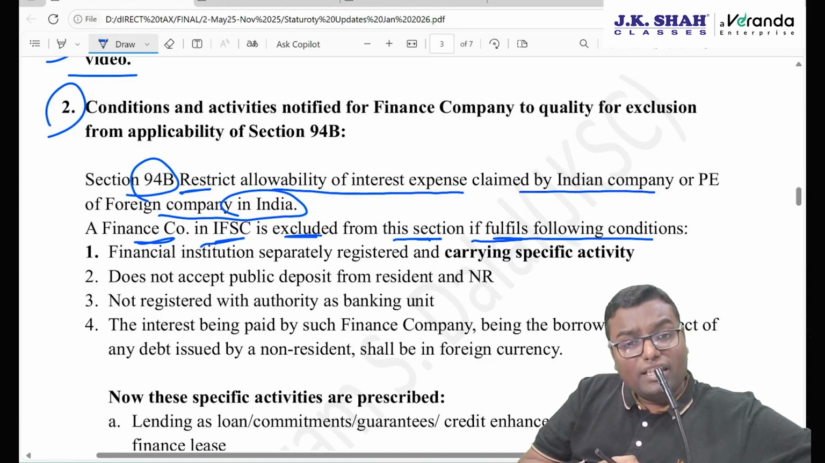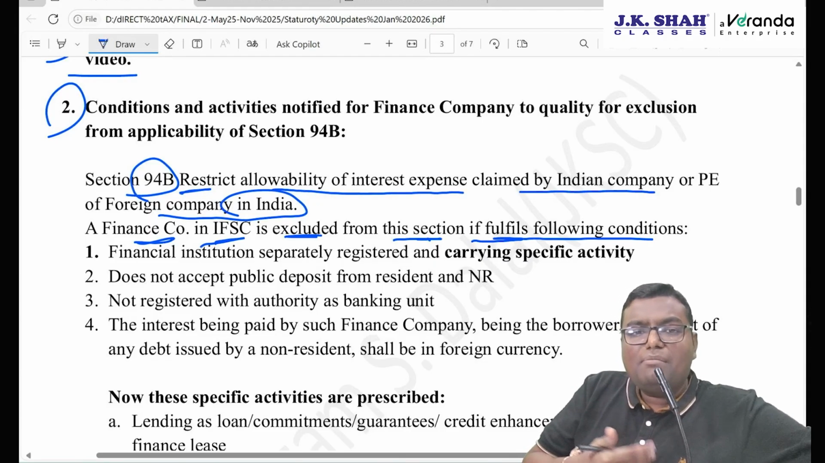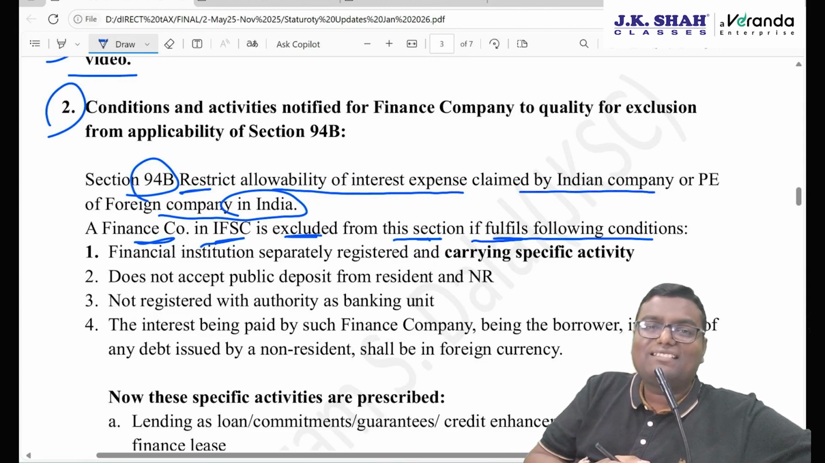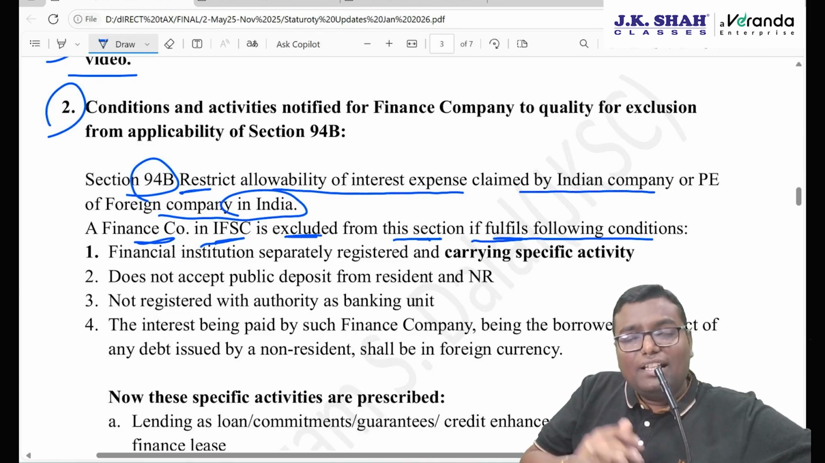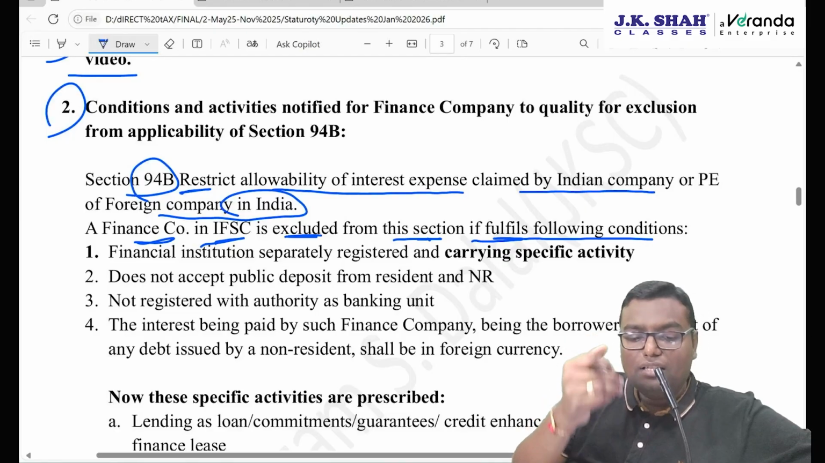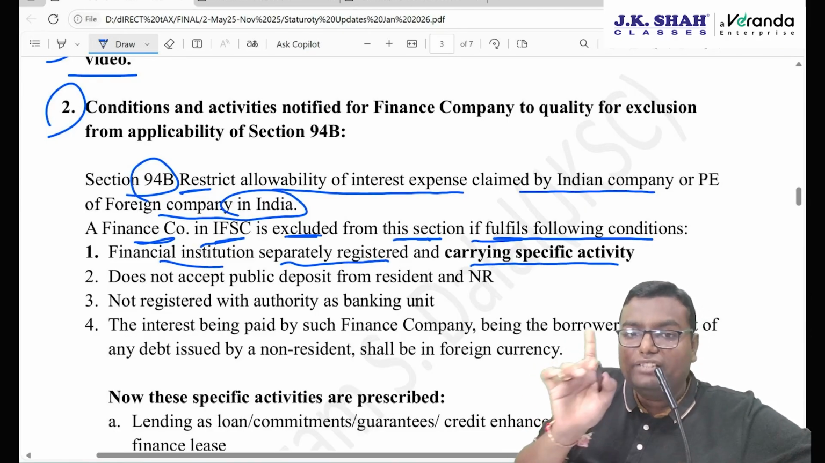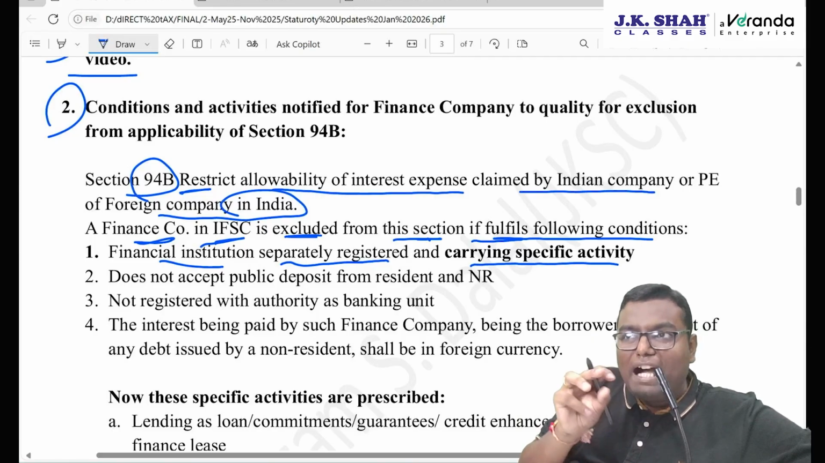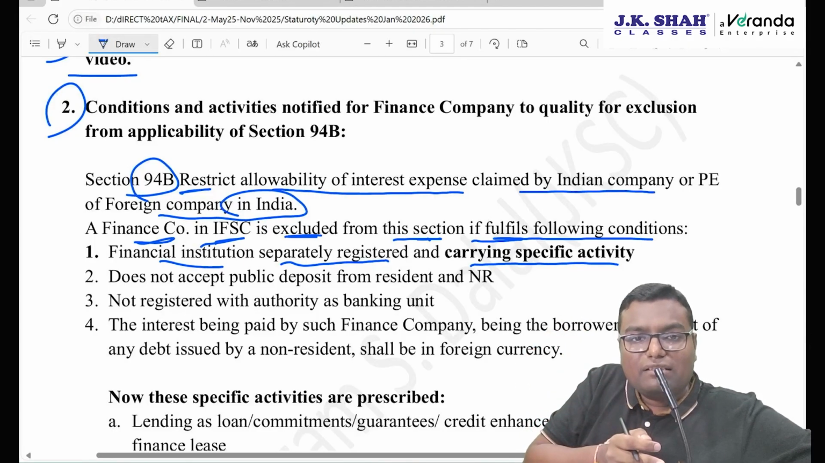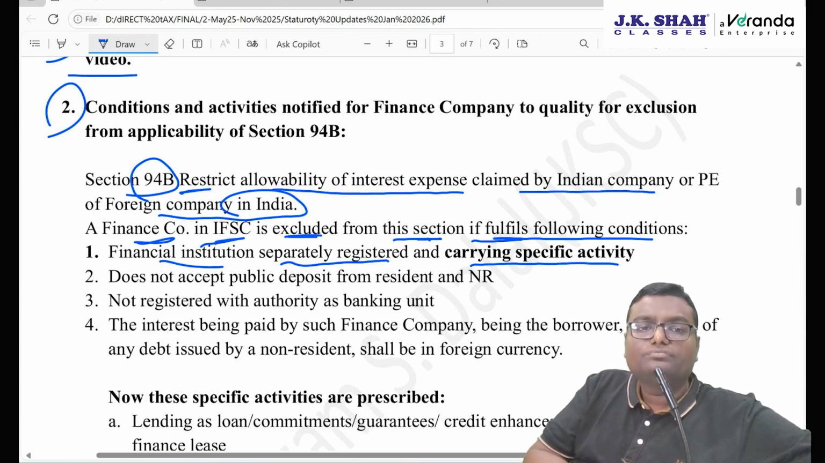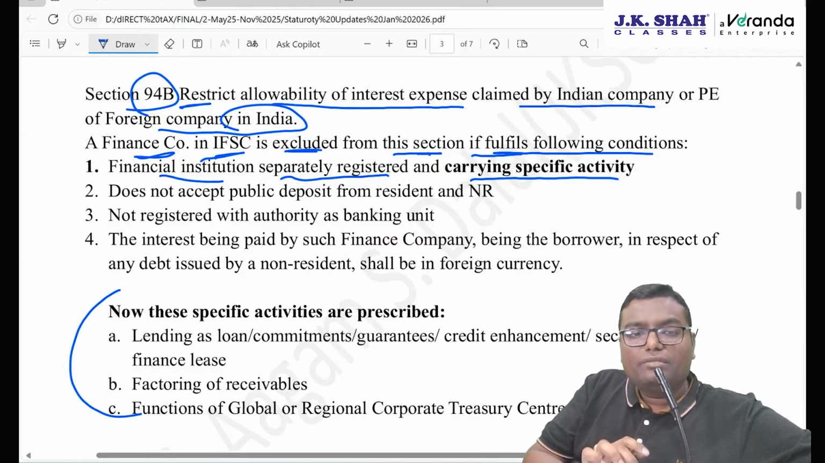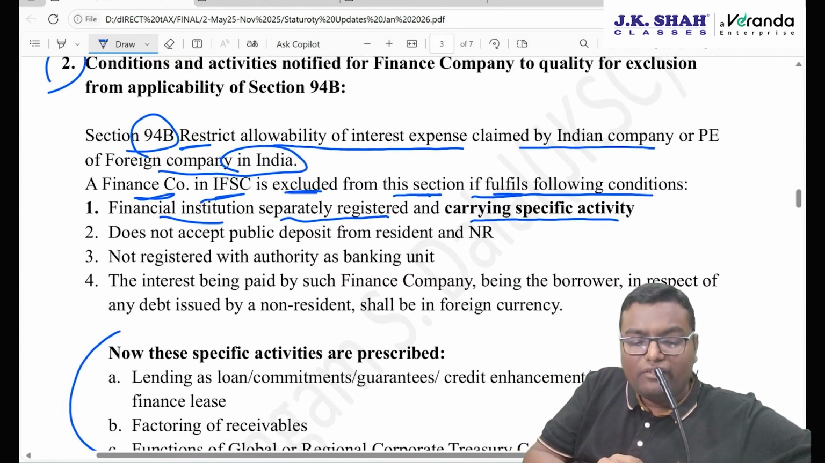So if I am in a gift city, I am a finance company, my main expenditure will be of interest expense. Then that expense can be allowed totally without disallowance of 94B, provided I am a financial institution separately registered and carrying specific activities. I should not be a part of any company. I should be separately registered as a standalone independent company, independent organization. I should be carrying out specific activities which are now prescribed, which I am going to discuss in a while.